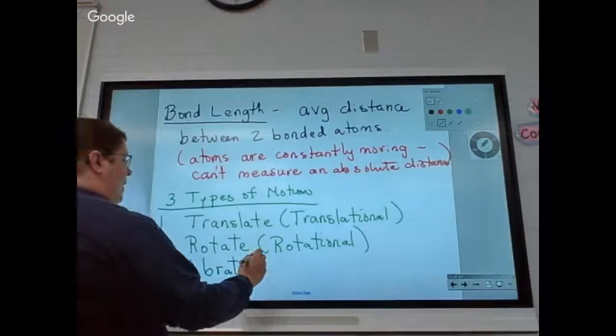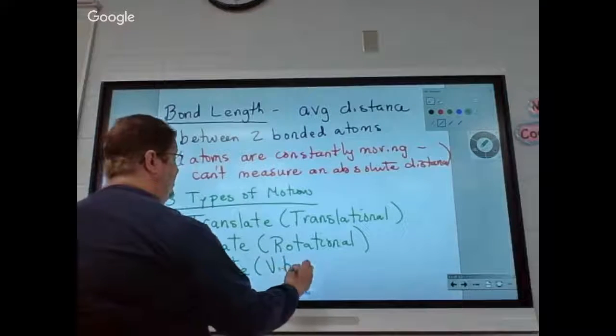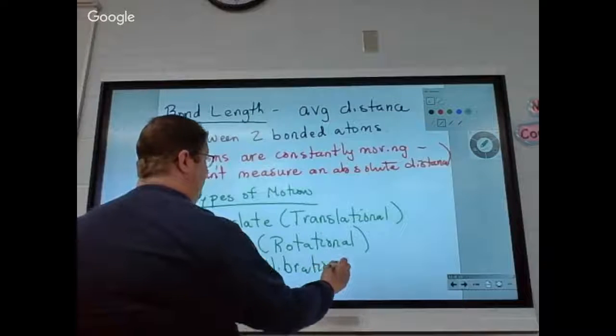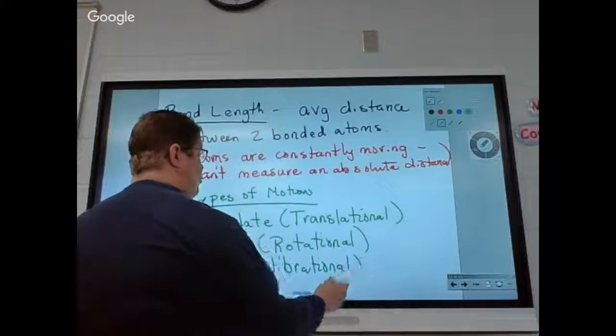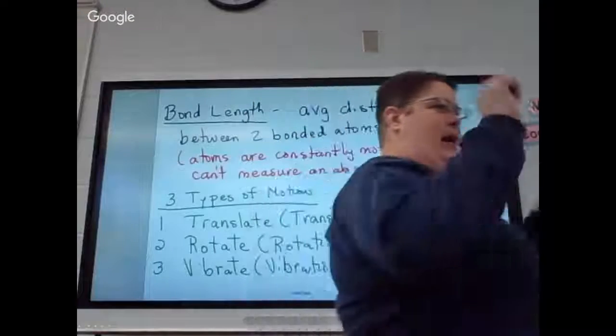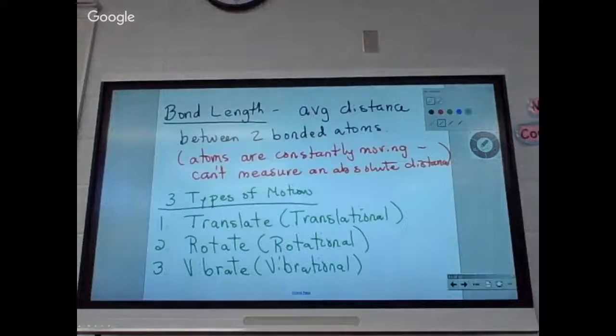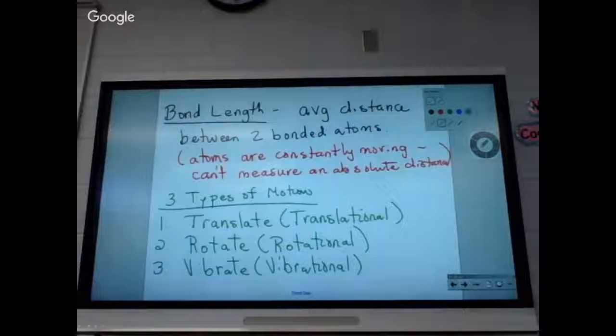And number 3, vibrate, or vibrational motion. All solids have vibrational motion. They vibrate. So even if you're a solid and you're an atom and you're vibrating like my hands are, can we measure the distance between my hands if we're constantly vibrating like that? No, we can measure distances between them, and then we have to take all the distances and average them over time. So it's the average distance.